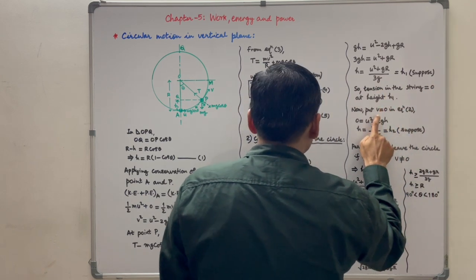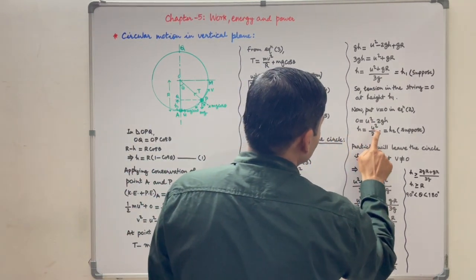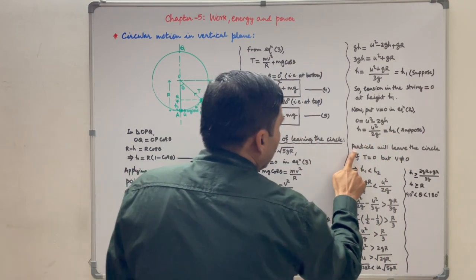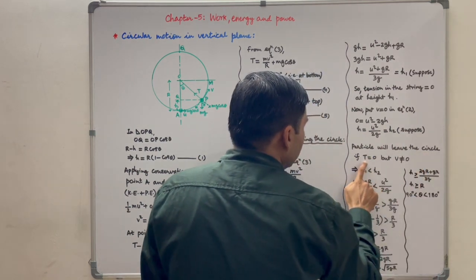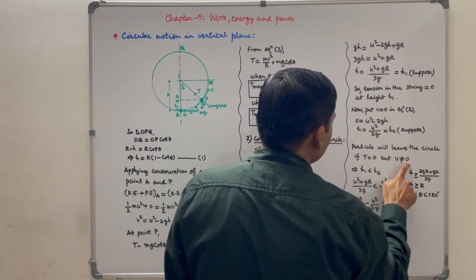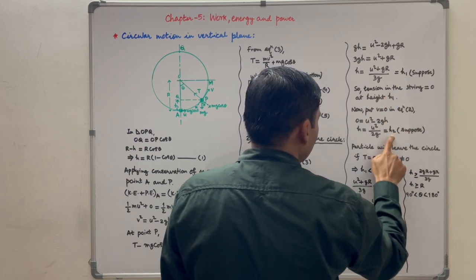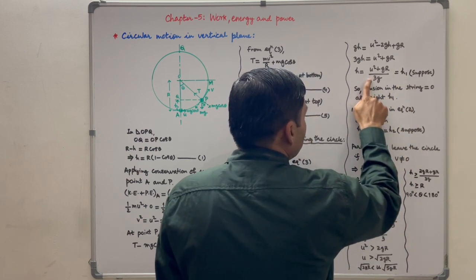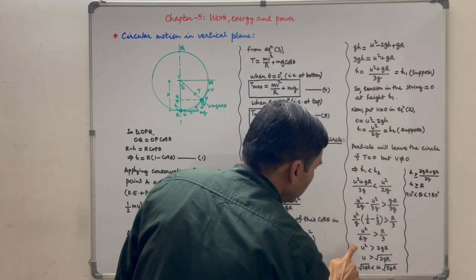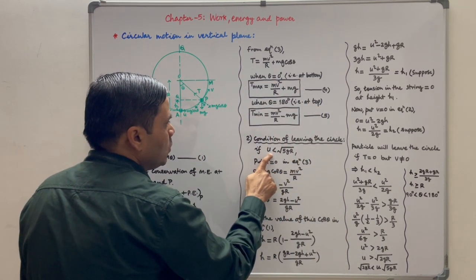Now put v is equal to 0 in equation number 2. This gives h is equal to u square upon 2g. Let us say this is height h2. Particle will leave the circle if tension in the string is 0, but velocity of the particle at that point is not equal to 0. That means height h1 is less than height h2. So u square plus gr upon 3g is less than u square upon 2g. This gives u is greater than under root 2gr, but u is less than under root 5gr.